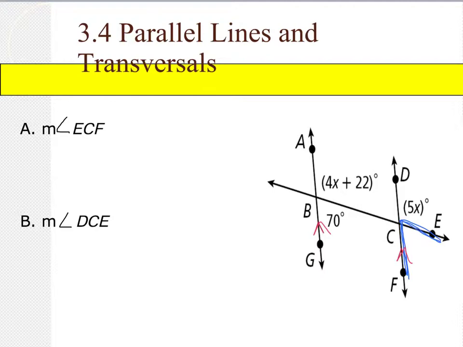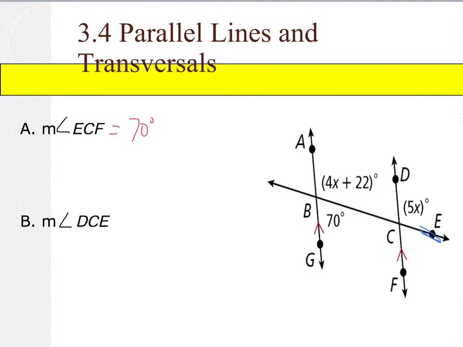So ECF, we're looking at this angle right here, which means the corresponding angle to that is going to be BCG right here. So we know that those are two corresponding angles, which means ECF is equal to 70 degrees. We know that is 70 degrees because they are corresponding angles. All right, moving on. Next one, we're going to check this one out.